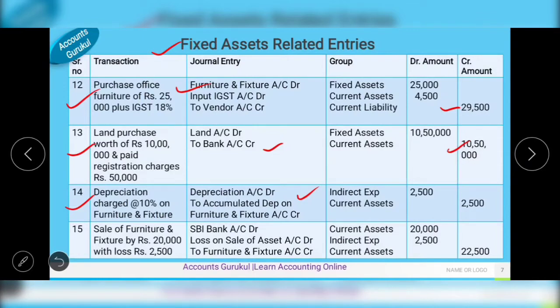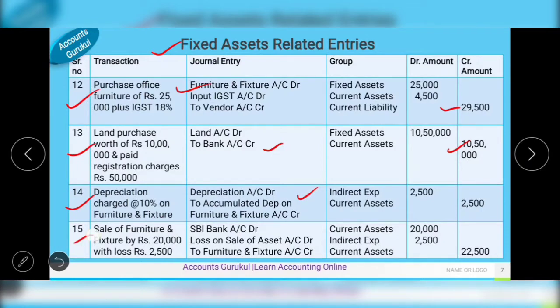So just understand that, and we have covered the minimum entries, and we have just captured the 55 transactions in this entire video, which are the most commonly used in every business.